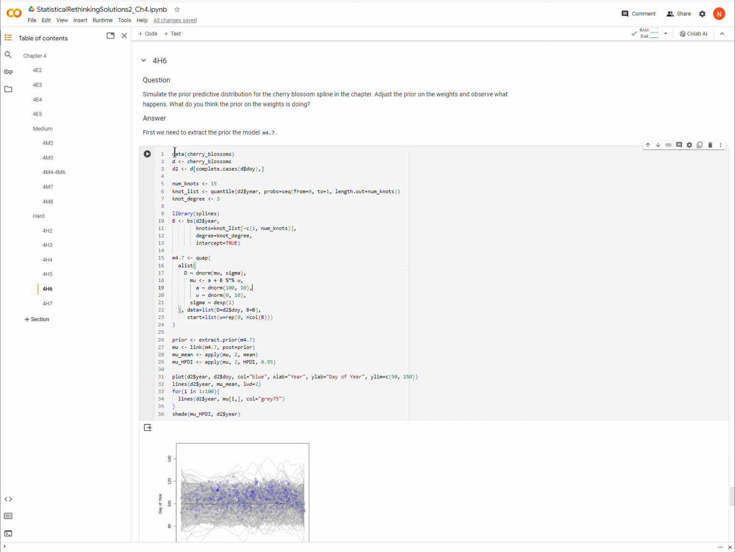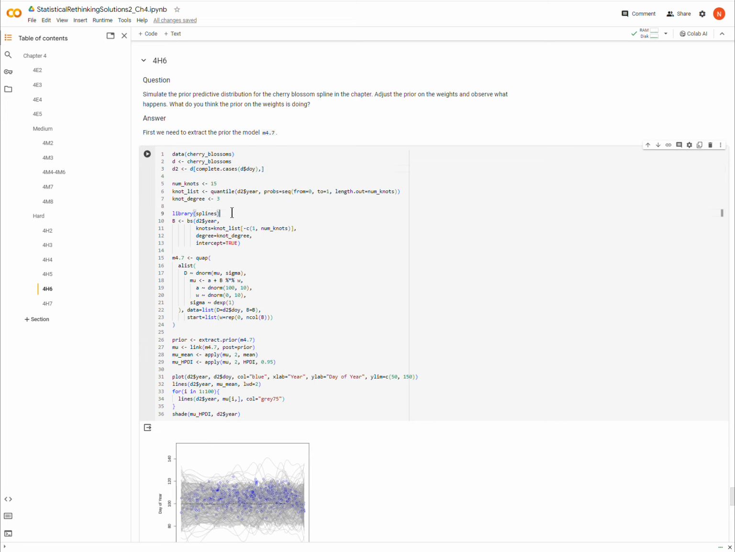Okay, so first I want to call the cherry blossoms data, and that's part of the Rethinking package. I'm going to call that data frame D, and then I'm just selecting the cases, the rows of the data frame D, where we have a DOY value. Okay, and I'm calling that D2. Next, I'm going to start defining my basis splines. Okay, again, look at earlier videos for this. If you're not really familiar with the basis splines, or better yet, read the chapter.